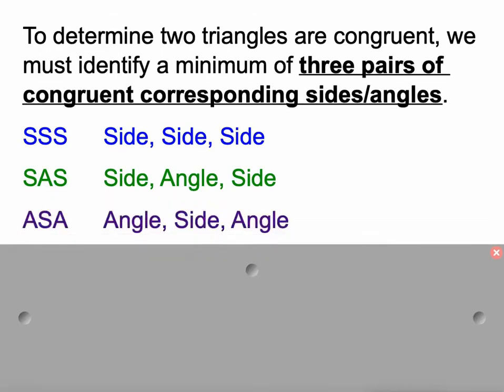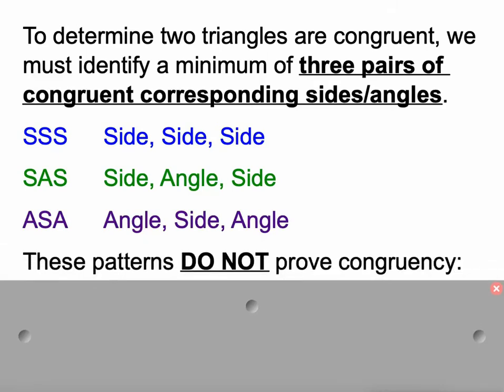And then angle, side, angle. Again, really if they have 2 angles that are congruent, they have all 3 because all 3 angles in a triangle have to add up to 180 anyway. And then if they have 1 side that's in between those 2 angles that's congruent, then we can identify them as congruent.